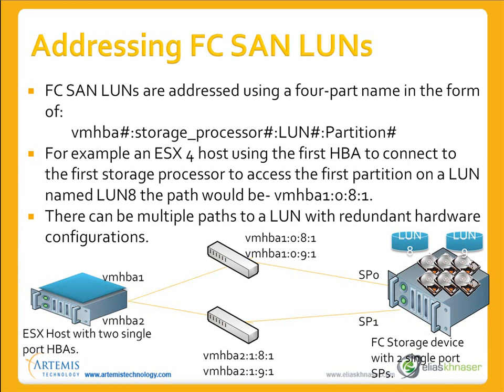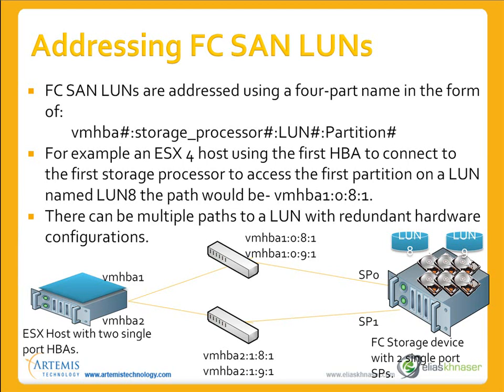So in the examples that we have down here, we have VMHBA0 trying to get to LUN 8, partition 1 on LUN 8 actually. The route that it's going to take is VMHBA0, that's the device number given to the HBA card on the ESX host. It's going to go from there to storage processor 0, then access LUN 8, and from LUN 8 gain access to the first partition, partition 1. In the second example, we have VMHBA0 again, the same device on the ESX host. It's going to access, again, storage processor 0, get to LUN 9 and in turn to partition 1.